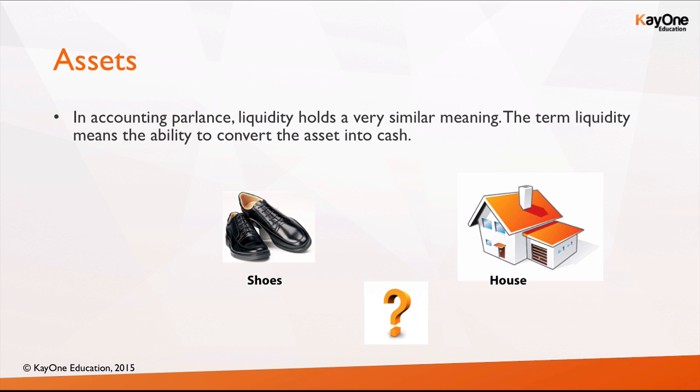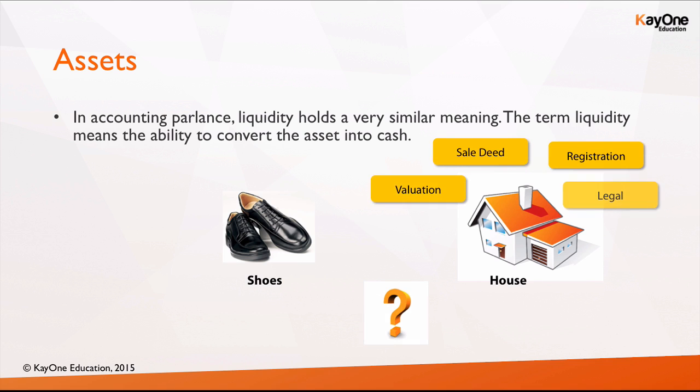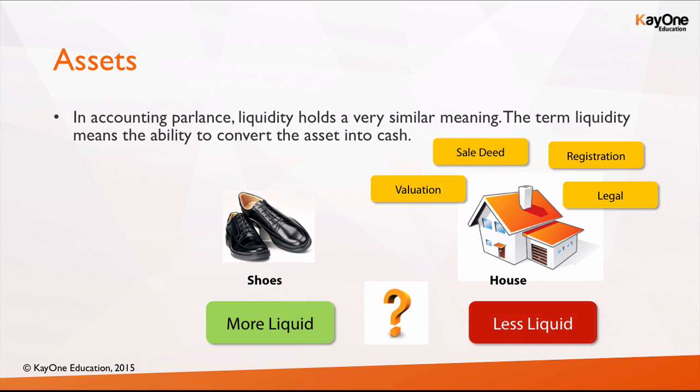Obviously, the answer should be shoes, because when it comes to the house, by the time you convert this house into cash by selling, you need to go through various procedures such as valuation, sale deed, registration, the legal formalities, and so on. So in this example, shoes are more liquid and the house is less liquid.